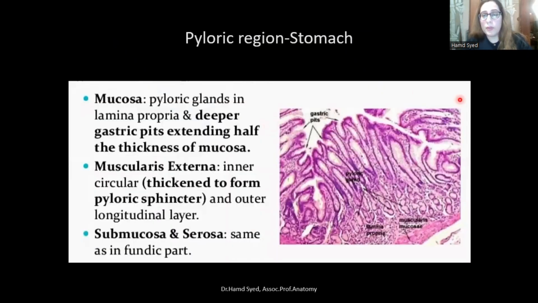So remember, in case of the pyloric region of the stomach, the pyloric glands are deeper, with deeper gastric pits, so deep that they extend about half the total length of the mucosa in the pyloric region. Also, there's a special feature in the pyloric region. The muscularis externa is going to be thickened to form the pyloric sphincter in the circular layer.